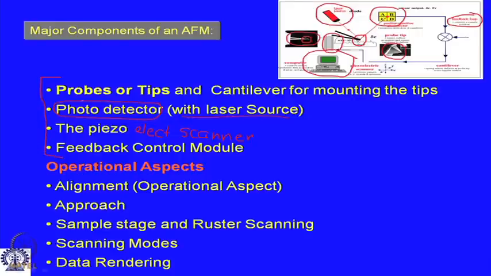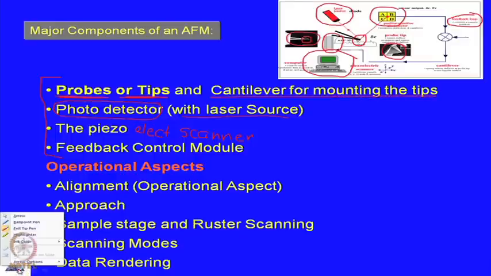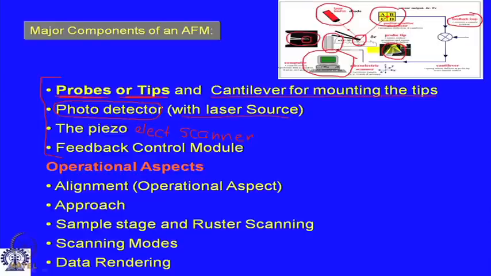So let me just quickly repeat the probes, or the tips, along with the cantilever for mounting of the tip. So here you can see the tip, and here is the cantilever which is used for mounting of the tip. Then you have the photo detector, along with the laser source, and then you have the piezoelectric scanner, which is here, and how it works and all that, we will discuss in greater detail. So here is the piezoelectric scanner, and here is the feedback loop. So these are grossly the four major hardware components. We will discuss them one by one.